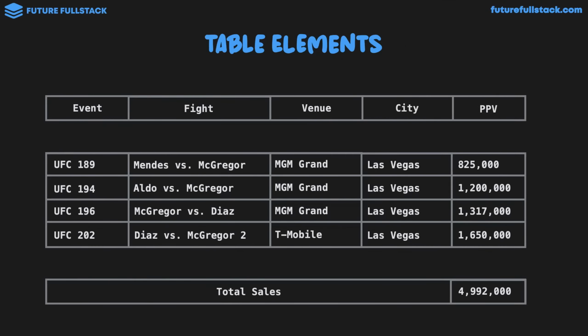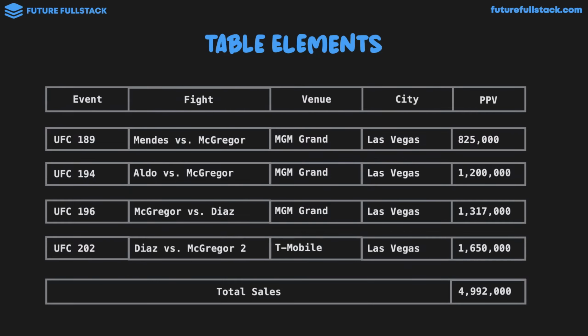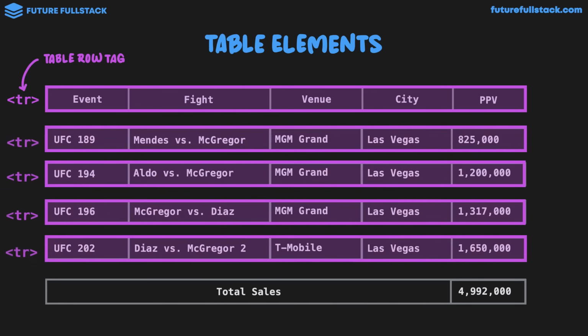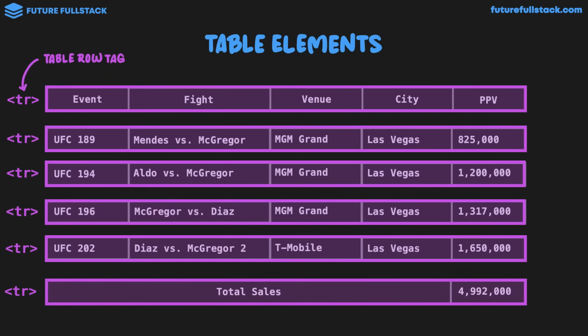We now need to split our table into independent rows, and each row needs a tr element, which is a table row tag. We've added a row tag inside the table head. Next, we add 4 rows inside the table body. And then finally, we have 1 row inside the table footer.